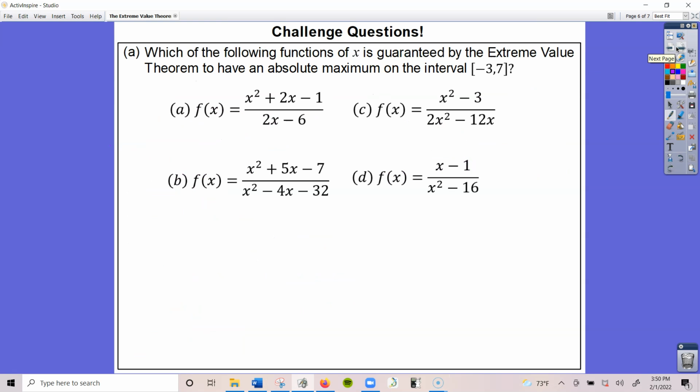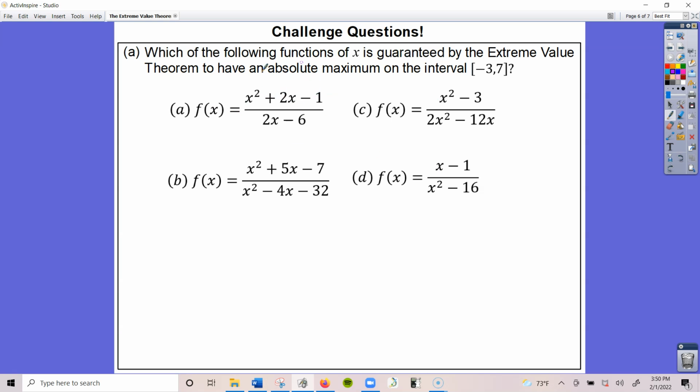Now let's have a look at a couple of other challenging questions. For this one, it's multiple choice. It says, which of the following functions of x is guaranteed by the extreme value theorem to have an absolute maximum on the interval -3 to 7. In order for the extreme value theorem to guarantee any extrema, it has to be continuous on the interval that's given. So let's have a look at option A.